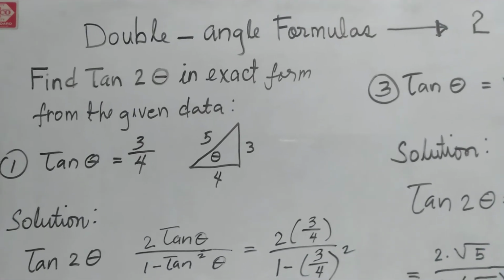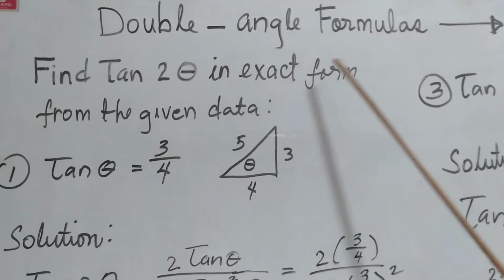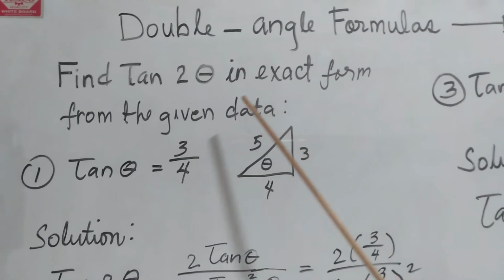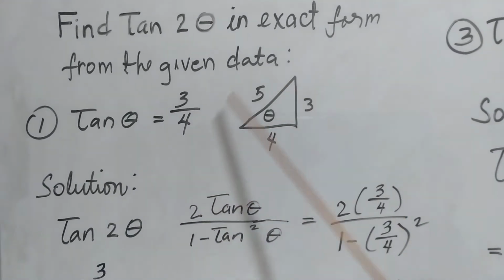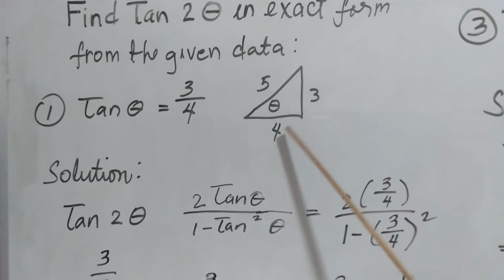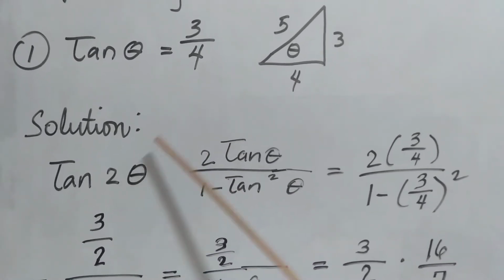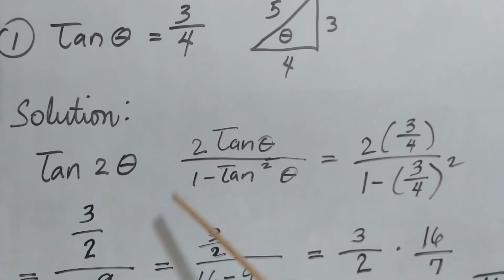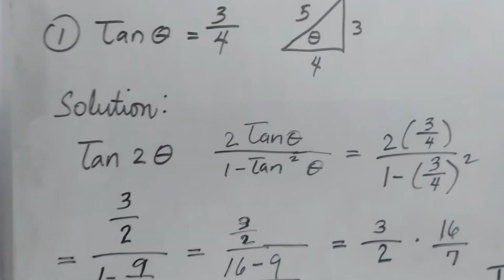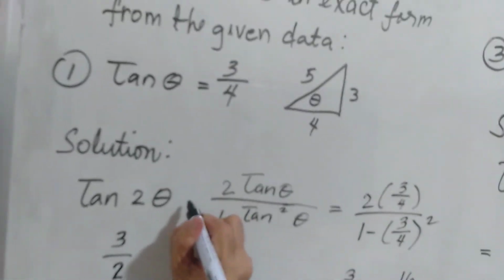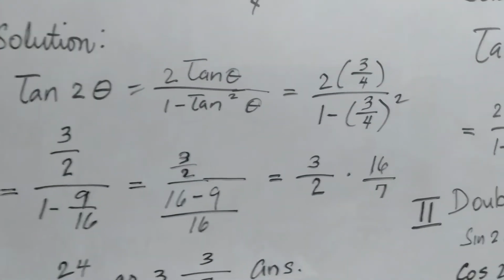We have another topic for double angle formulas, and we are asked to find tangent 2 theta in exact form from the given data. For number 1, we have tangent theta given as 3/4. If we represent that by a triangle, we have here 3 by 4 by 5. And then the formula for tangent 2 theta is equal to 2 tangent theta over 1 minus tangent squared theta.